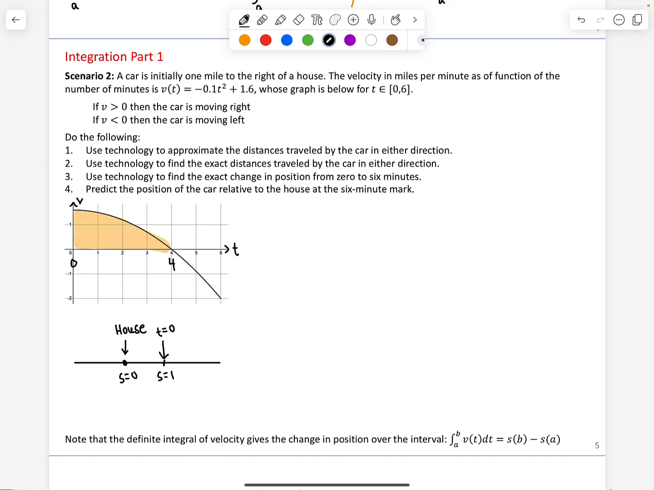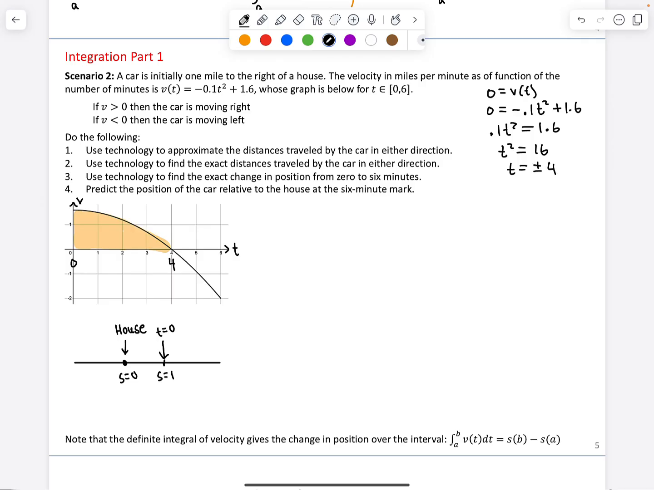Now, if I didn't have the visual, I could find when the car is at rest by solving 0 equals v of t. In other words, 0 equals negative 0.1 t squared plus 1.6. Add the 0.1 t squared to the other side. Divide by 0.1. We get t squared is 16, so t is plus or minus 4.